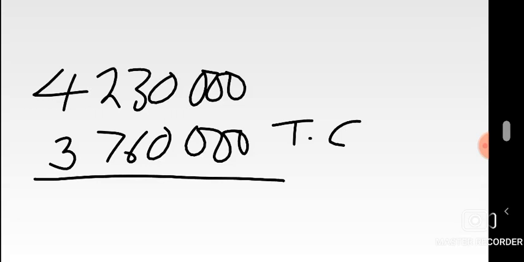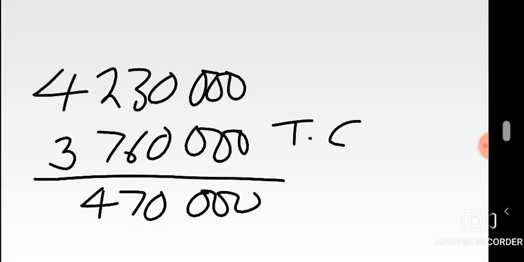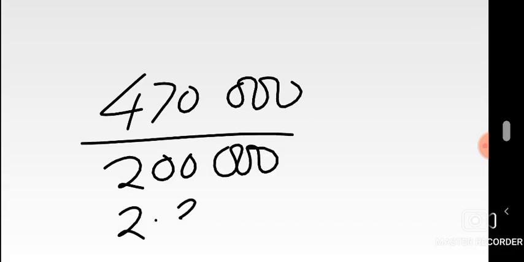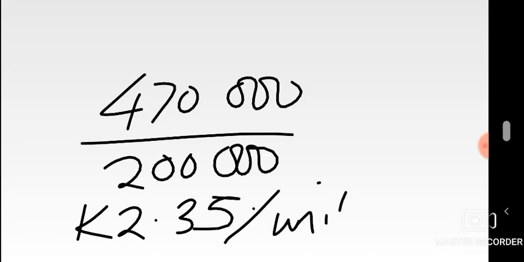We know the target cost, and we know what we've actually incurred. So what should they do to reduce? Just get the difference between the actual incurred cost and the target. This gives you 470 as the cost gap, or the difference, but they wanted it in per unit. So go ahead and divide this by the number of units that they are planning to sell, 200,000. This gives you 2.35 kwacha per unit. That's the cost reduction that has to be made.